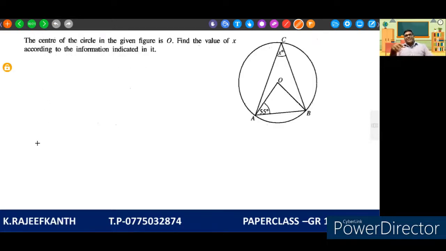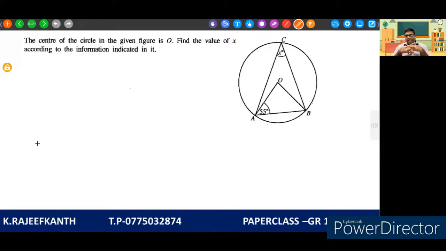The center of the circle in the given figure is O. Find the value of x according to the information indicated in it. I think we have already discussed all theorems in circle. Only tangent remains, so while we are doing the tangent questions, I will explain that. Here they have given that O is the center of the circle.